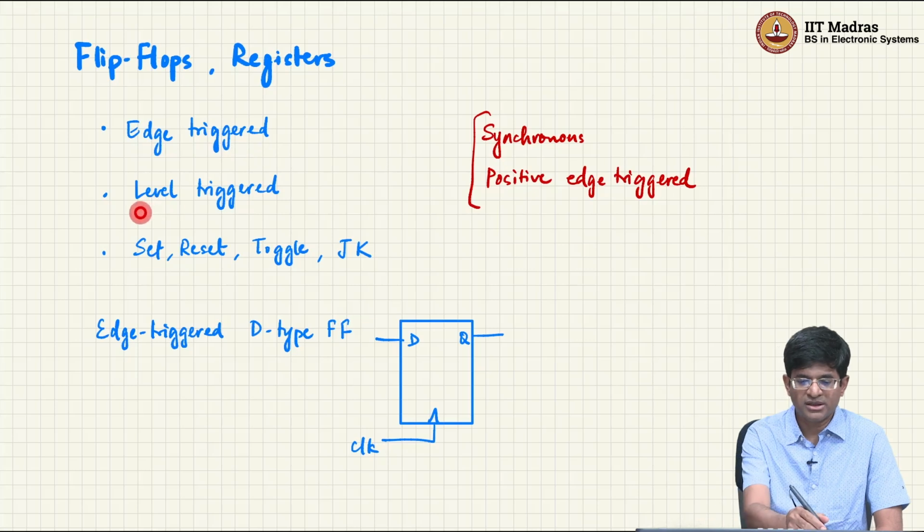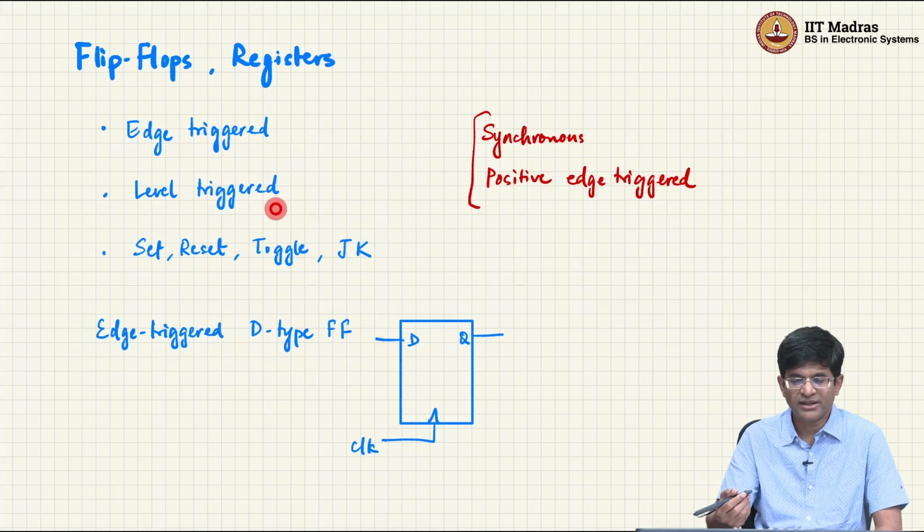You would have come across certain things such as level triggered elements. They are usually referred to as latches. So there would be things like RS latches, and latches can in turn be used to build flip-flops and so on.